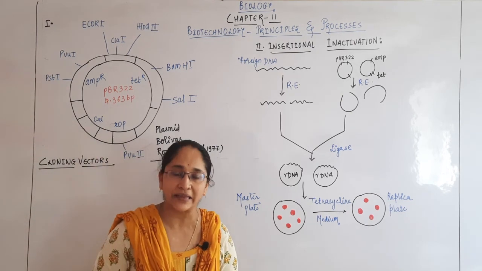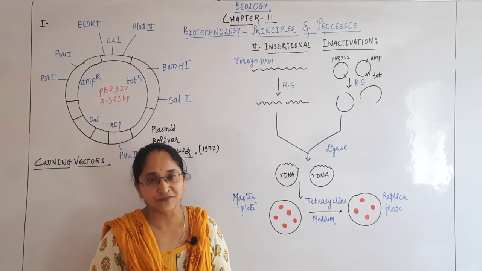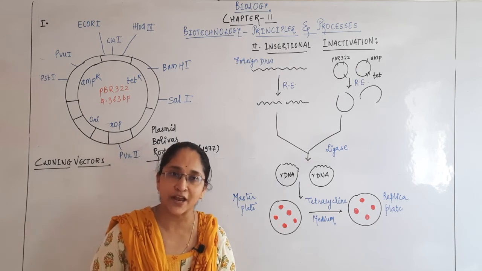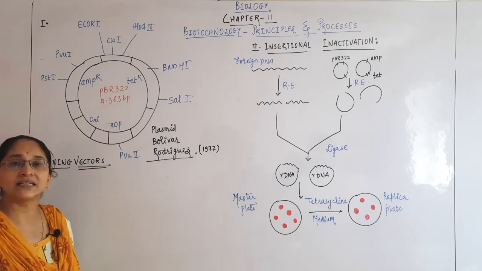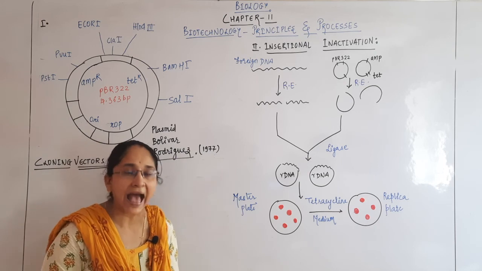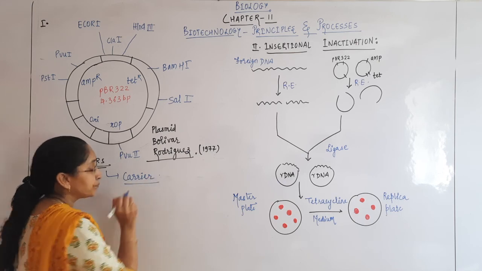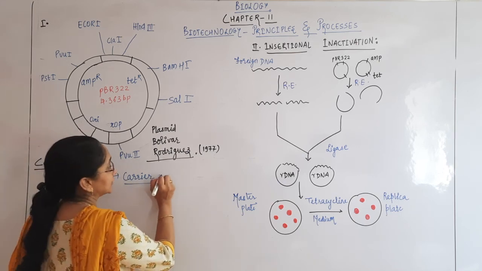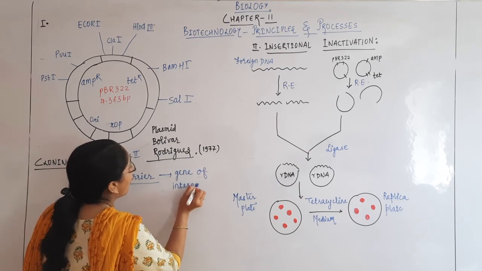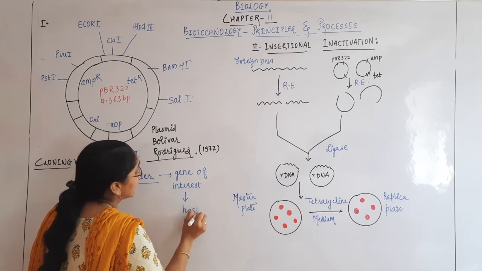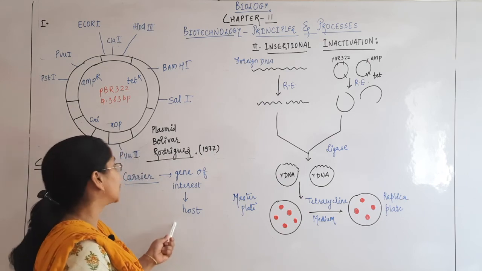Now, what do you understand by the term vectors, children? A vector is a carrier which helps to transfer the transgenic DNA or DNA of our interest into the host. Vector is a carrier, right? It is a carrier which helps to transfer the gene of interest into the host organism, and it will help to incorporate the transgenic gene into the host.